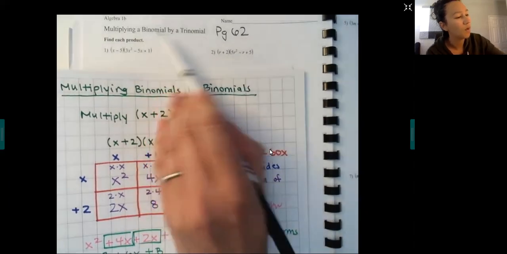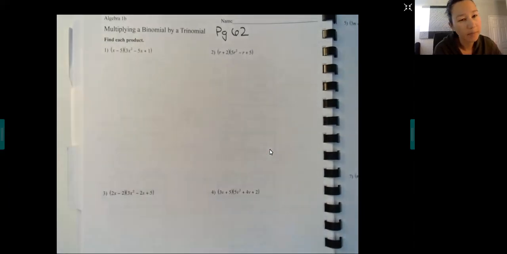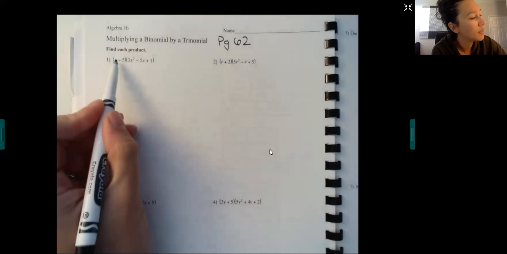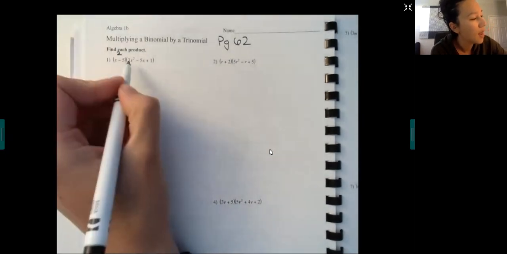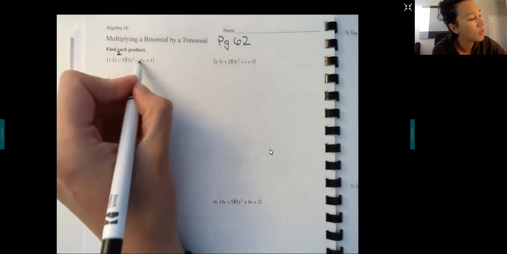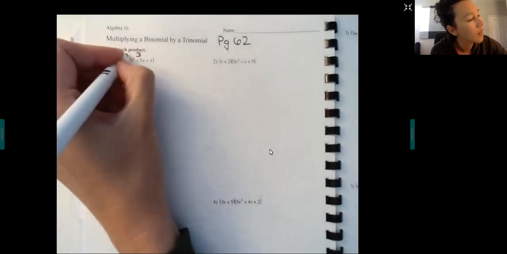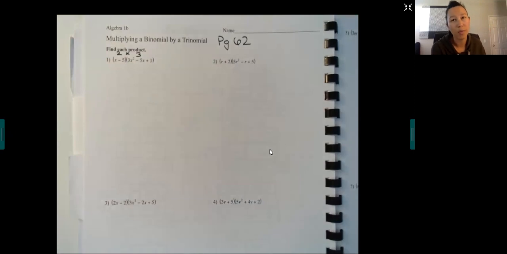So same thing when we're doing a binomial times a trinomial. The only difference is now we have a parentheses with two terms, and then we have a parentheses with one, two, three terms. So that's why we're going to use a 2 by 3 box.